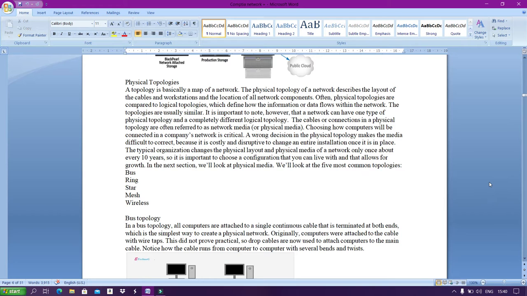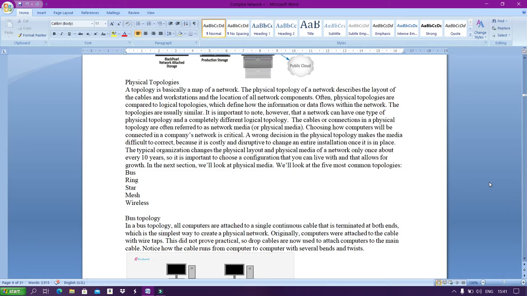Okay, physical topologies. A topology is basically a map of a network. The physical topology of a network describes the layout of the cables and workstations and the location of all components. Often, physical topologies are compared to logical topologies, which define how the information or data flows within the network. The topologies are usually similar. It is important to note, however, that a network can have one type of physical topology and a completely different logical topology. The cable or connections in a physical topology are often referred to as network media or physical media.